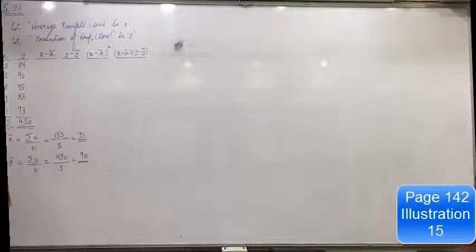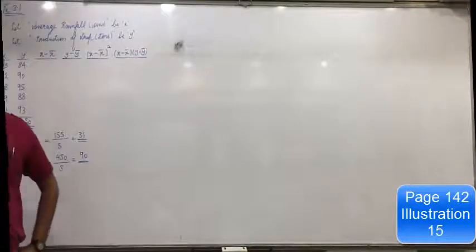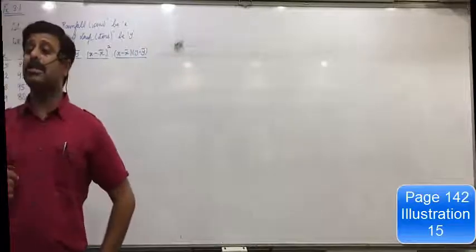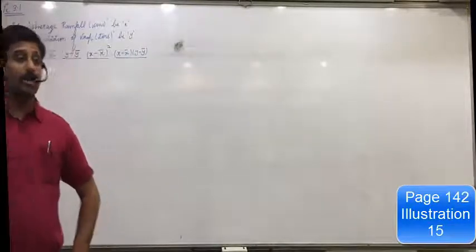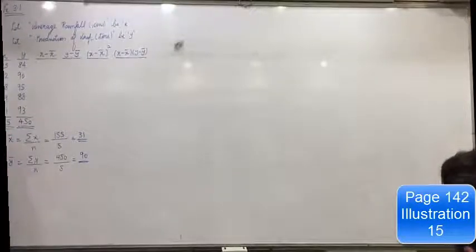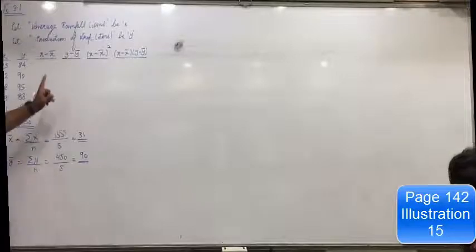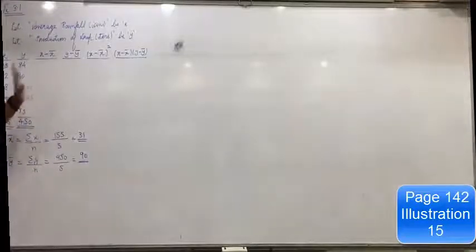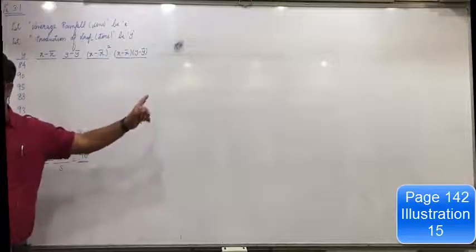Understood that? Further I told you, when would we find even Y minus Y bar square? I discussed it in the last period. When coefficient of determination is asked. Because coefficient of determination is obtained from correlation coefficient, so R would also be found out. If coefficient of determination is asked, then you'll also find Y minus Y bar square. Here we don't need that. Now these workings we have already done in the last chapter.